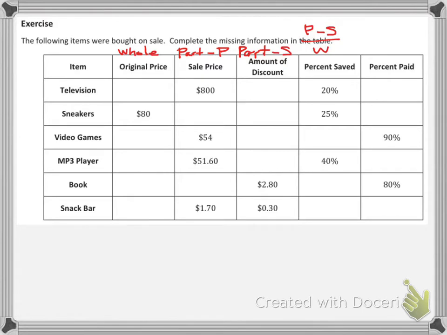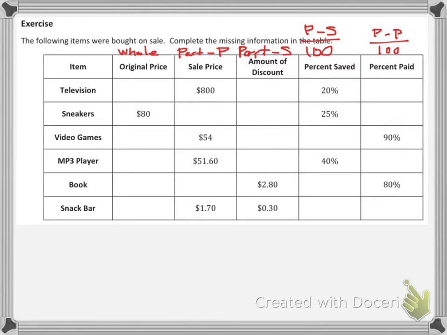Because we have to remember, percent always means per 100. And it's actually not over the whole, it's over 100. It's a percent that we save, a part that we save out of 100. And that means it's an automatic part to whole ratio. And the percent paid is a part that we pay out of 100. Okay, so using those notes, we're going to know what exactly to use to solve for these missing pieces.